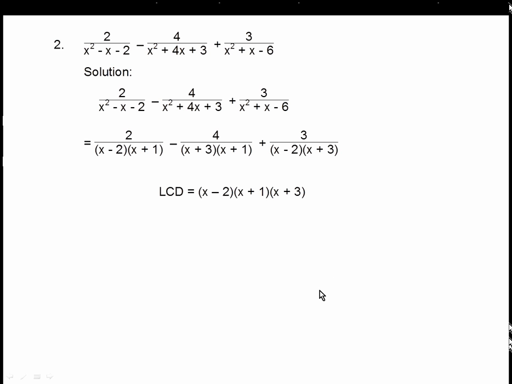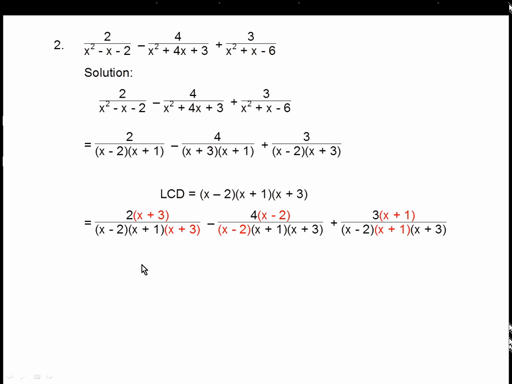We're now getting ready to fix the numerators. Remember, multiply each numerator by factors from the LCD that do not appear in its denominator. In the first fraction, x plus 3 does not appear in its denominator, so I'll have 2 times x plus 3. In the middle fraction, x minus 2 does not appear in its denominator, so I'll have 4 times x minus 2. And for the last one, x plus 1 does not appear in its denominator, so I'll do 3 times x plus 1. I've shown those in red. Now notice, all the denominators are equal. I'm going to have to do some distributing in the numerators eventually.